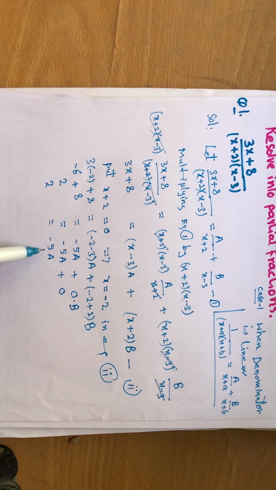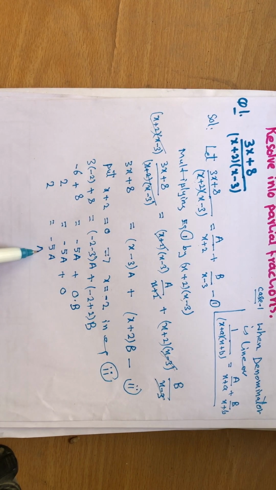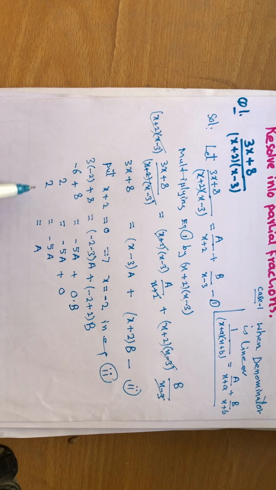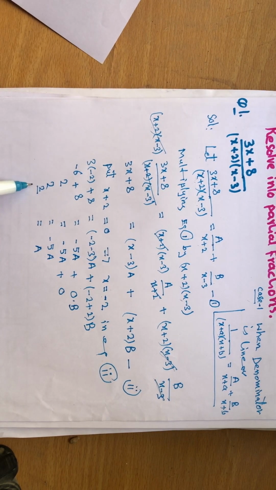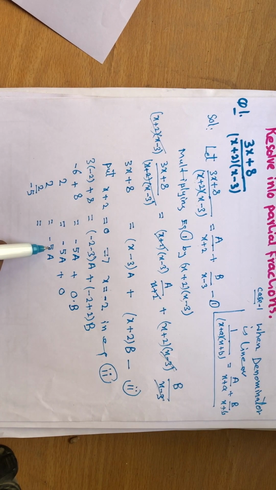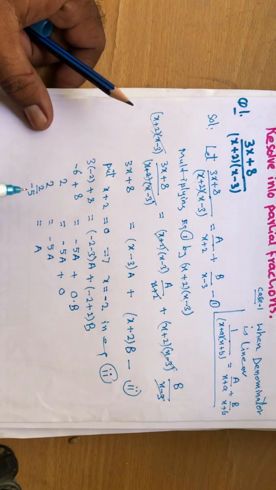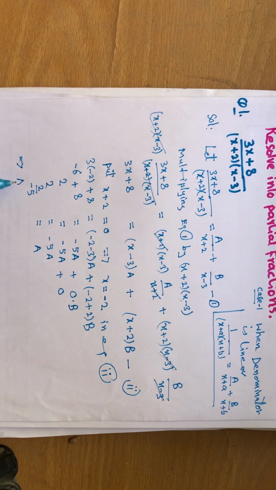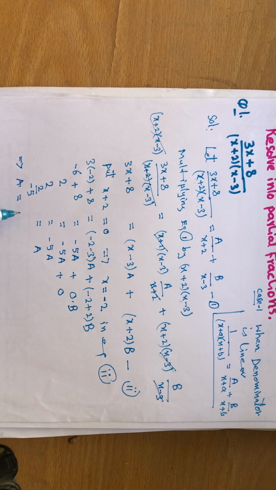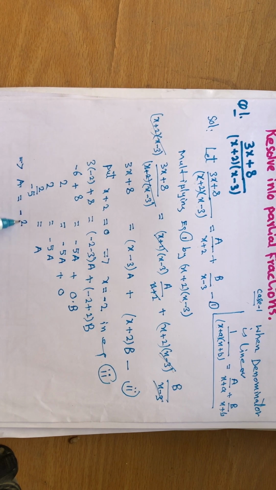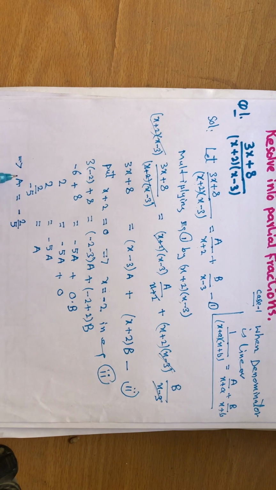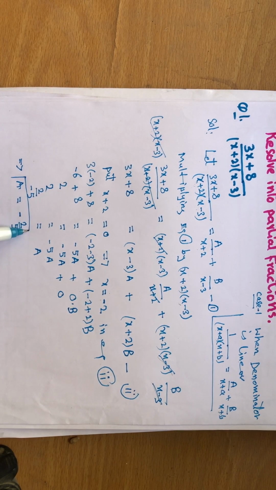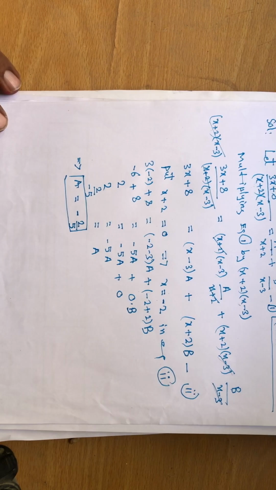We are going to find the value of A. This is our main purpose right now. Shifting the minus 5 multiplying A to the other side, it will be divided: 2 over minus 5. In the end we can write that the value of A is equal to minus 2 over 5. So the value of A is found. Our next target will be getting the value of B. The value of A is minus 2 over 5.